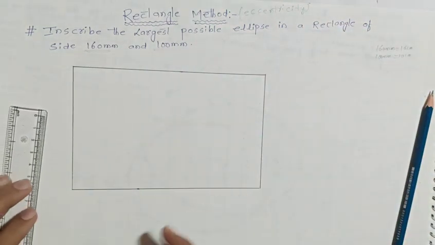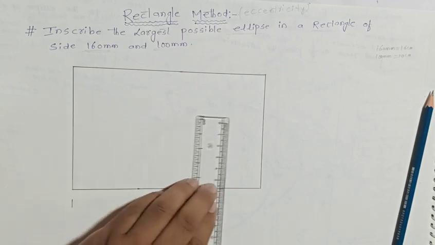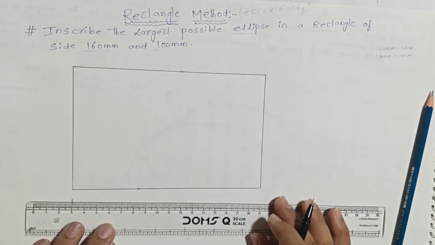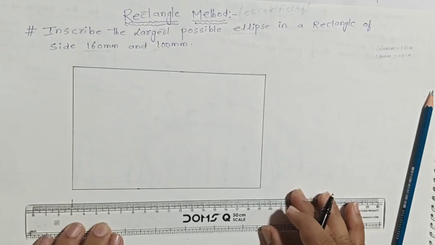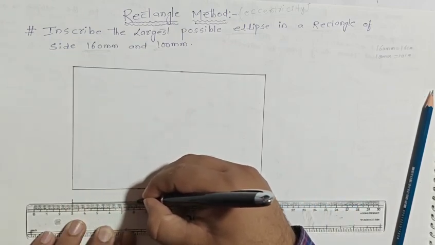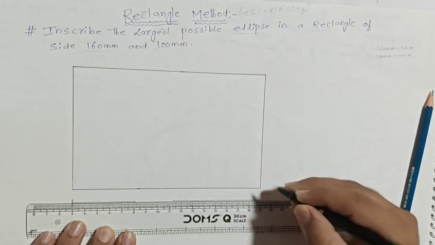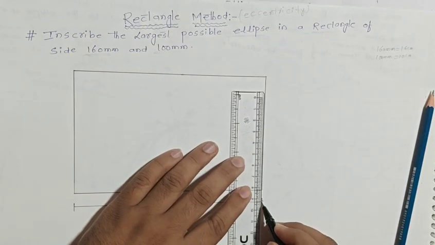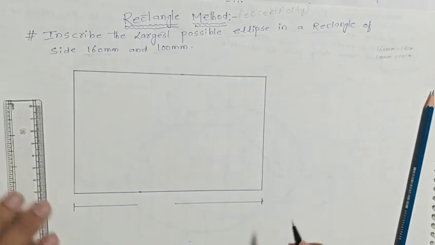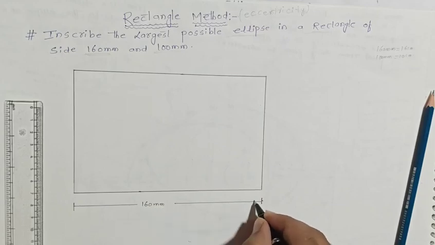So the length is how much is given? 160 mm. So you need to represent this dimension, 160 millimeter. Clear? Then I am representing this length as 160 millimeter. Meanwhile, you need to show this arrow.